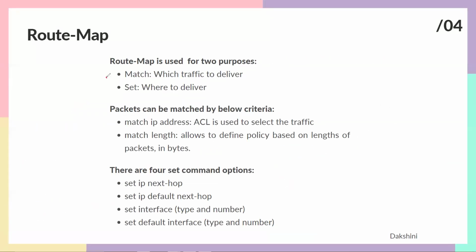So these are the two parameters that we just spoke about, match IP and set IP. Packets can be matched by the following criteria. On the match IP address, an ACL is used to select that particular traffic. Also, we can decide on the length. So here we are selecting the IP address, and here we are selecting the size of the packet. We can even define the policy based on the size of the packet, which is in bytes.